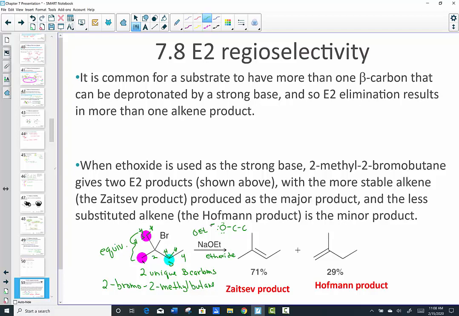So if this base reaches out for a beta proton on carbon number 3, the bond collapses, the leaving group leaves, you will form, in this particular case, your Zaitsev product, the most substituted alkene, 2-methyl-2-butene. There are 1, 2, 3 substitutions.